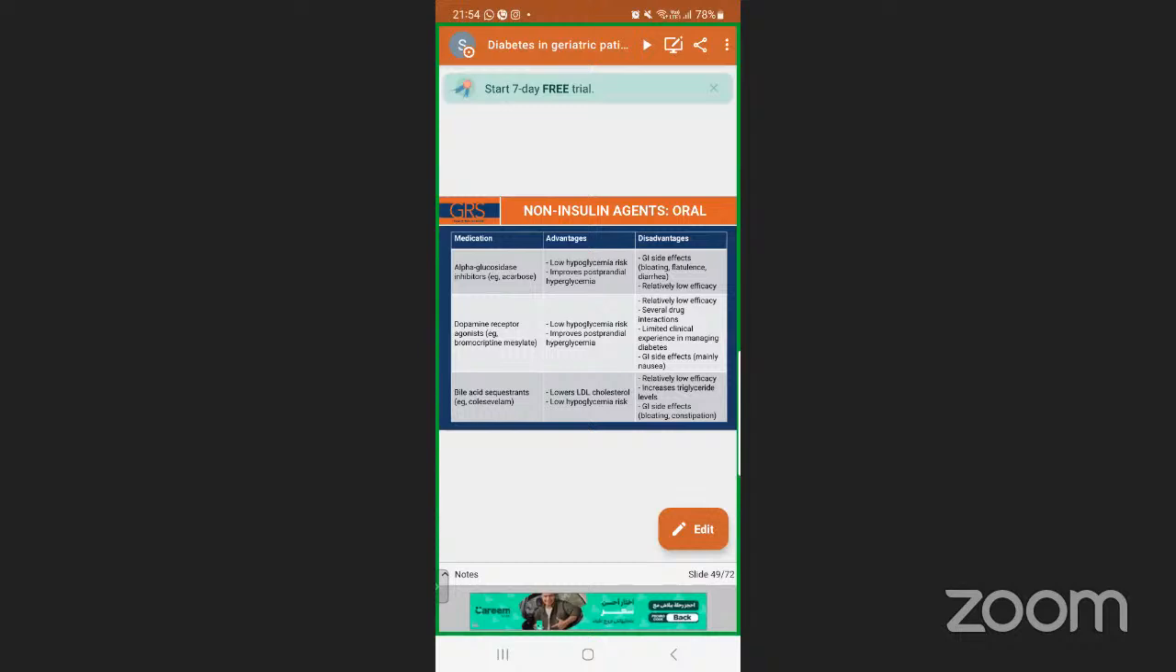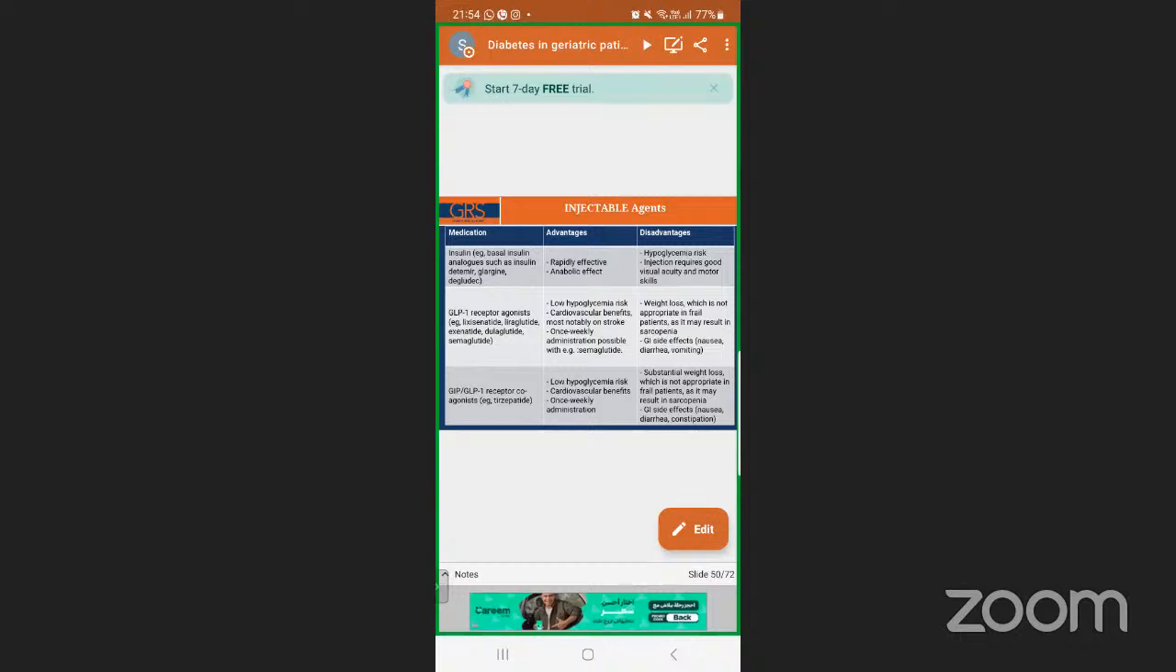Dopamine receptor agonists carry lower risk of hypoglycemia and improve postprandial hyperglycemia, but are relatively of low efficacy as well, have several drug interactions, and limited clinical experience in managing diabetes. Bile acid sequestrants lower LDL cholesterol and carry lower risk of hypoglycemia, but are relatively of low efficacy, lead to increased triglyceride levels, and lead to GI side effects.